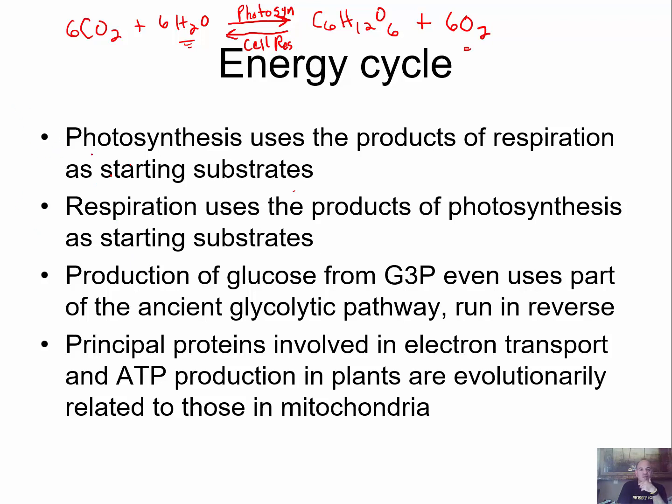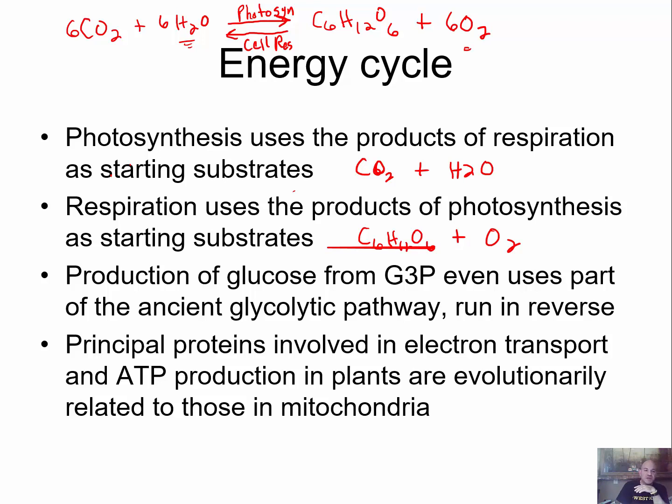So that's what this last slide, a couple of slides here, is about: photosynthesis is going to use the products of respiration as starting substance. What are the products of respiration? Carbon dioxide and water, H2O. And respiration, which happens in the mitochondria, is going to use the products of photosynthesis, which are glucose and oxygen. Products of photosynthesis are these. Those are used by cell respiration.